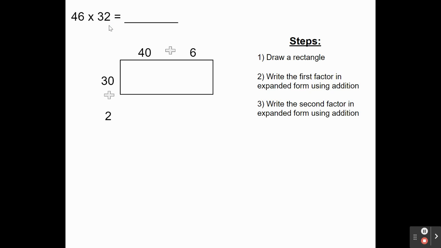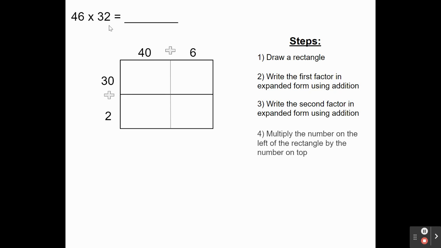We can expand the rectangle to make it a little bit larger so that we have enough space. Wherever we see an addition sign, we're going to draw a line, breaking out our larger rectangle into smaller rectangles. Now we're going to find the area of each of these smaller rectangles by multiplying the number to the left of that rectangle by the number on top.